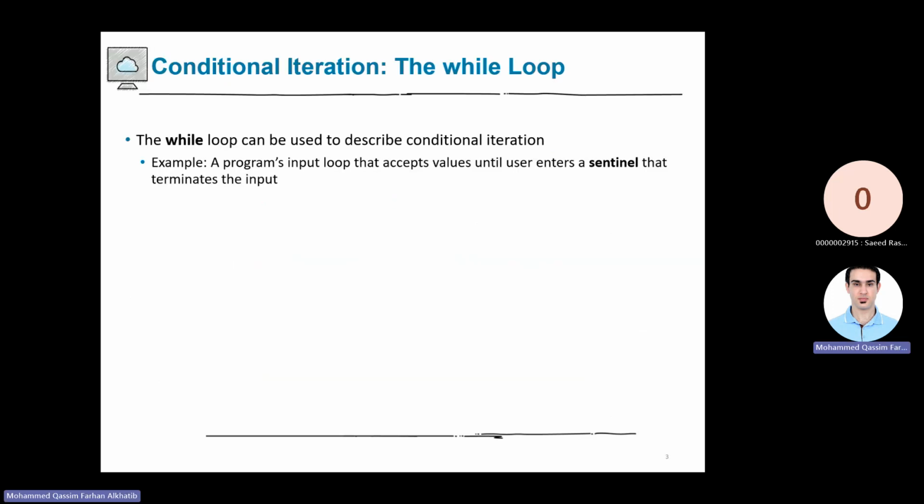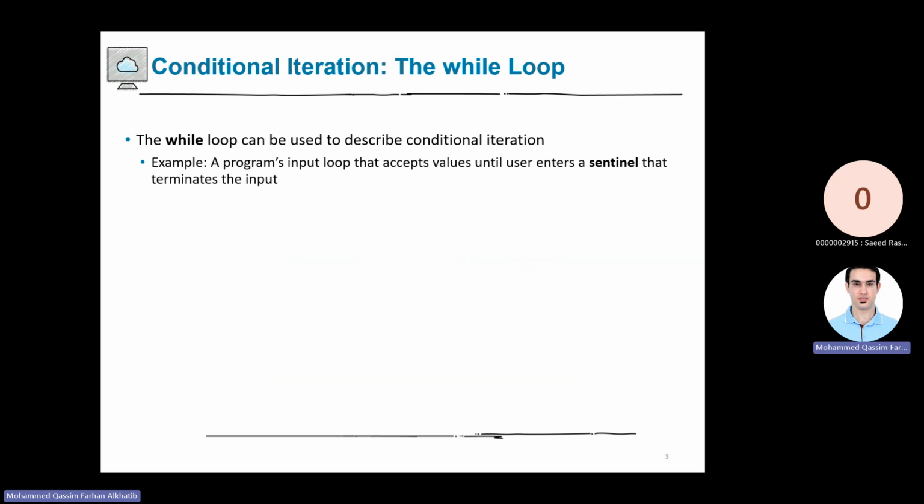Okay, so the while loop can be used to describe a conditional iteration, where each time you check a condition. Example: a program's input loop that accepts values until the user enters a sentinel that terminates the input. Now, in a count-controlled loop with the for, we know that this loop will run 50 times. This loop will run 100 times. In this case, I don't know how many times the loop will run, but I know that at some point, if my value is not within the range of values accepted, just terminate the code.